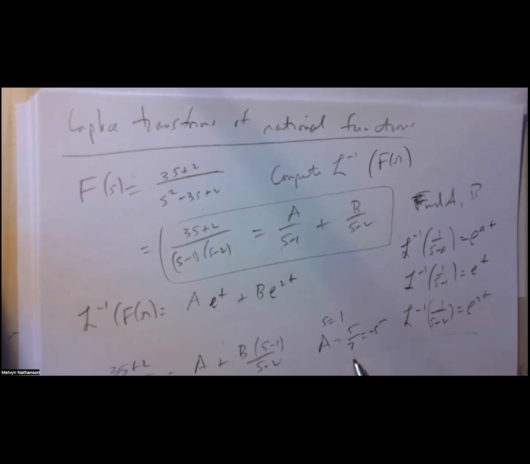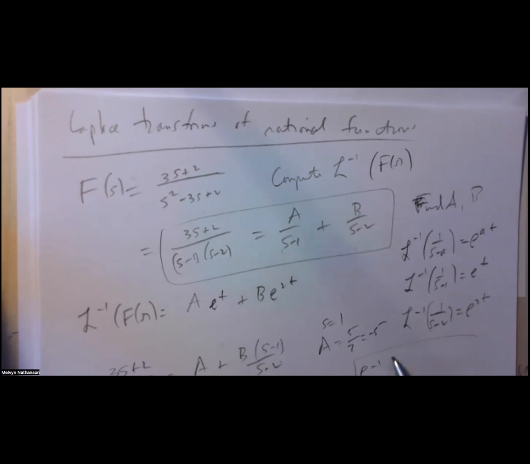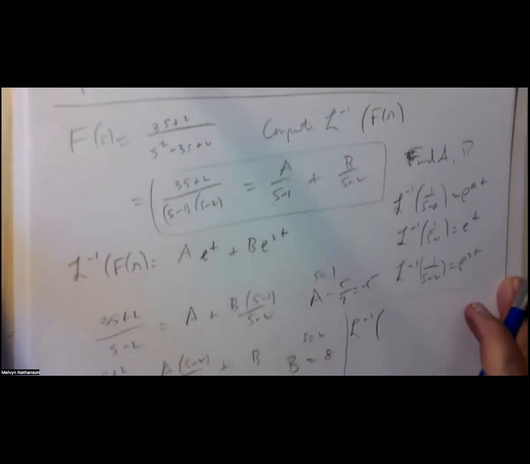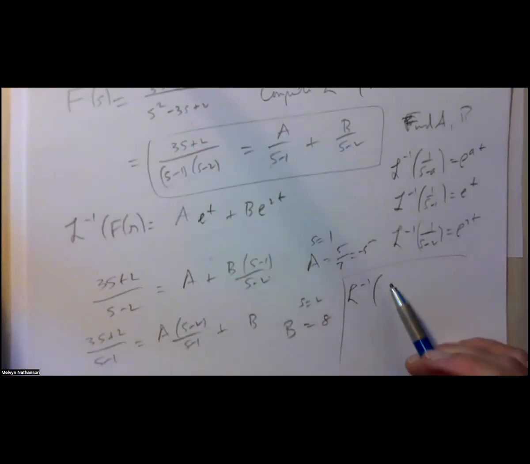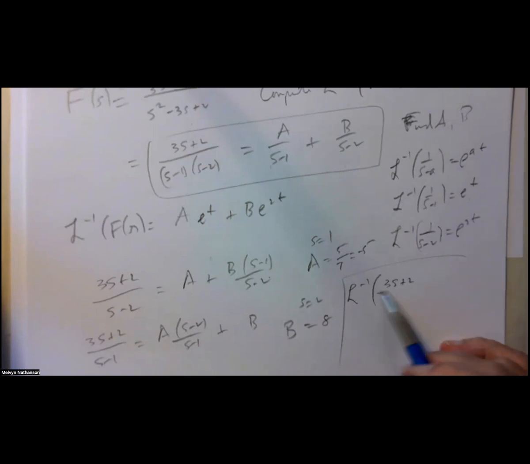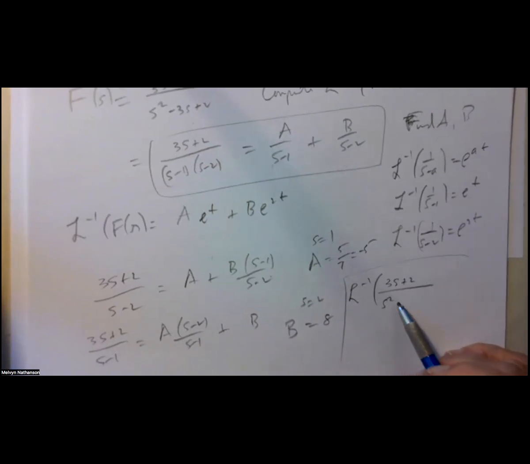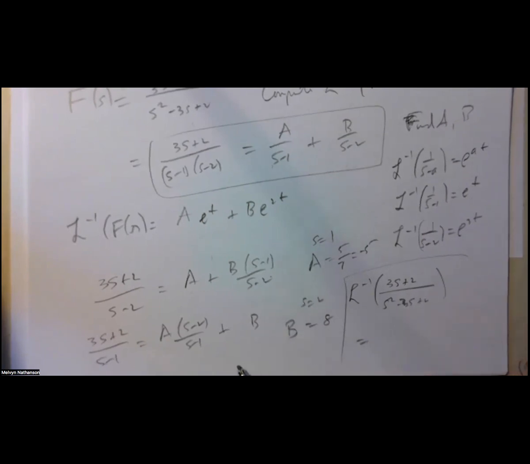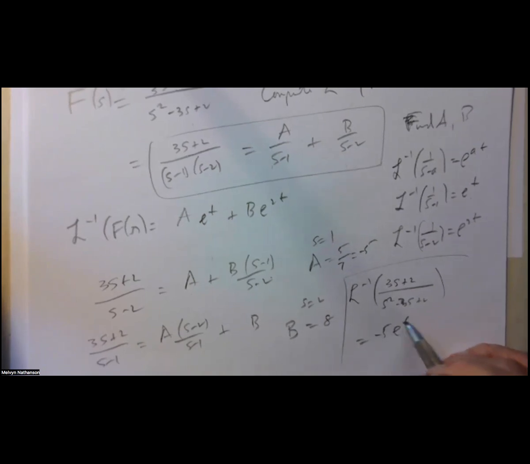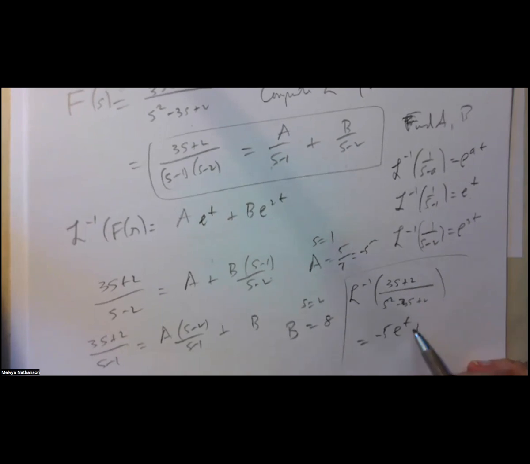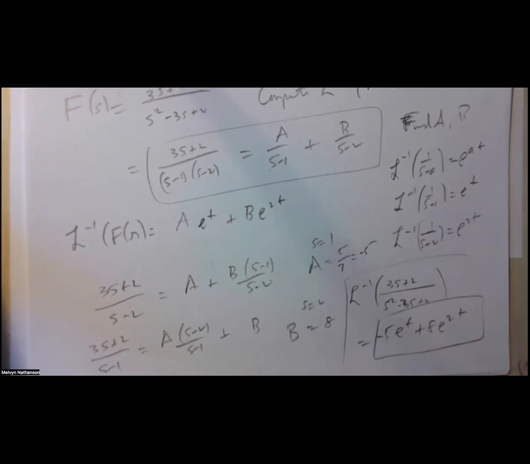So the inverse Laplace transform of 3s plus 2 over s squared minus 3s plus 2 is equal to minus 5 e to the t plus 8 e to the 2t. And that's the answer.